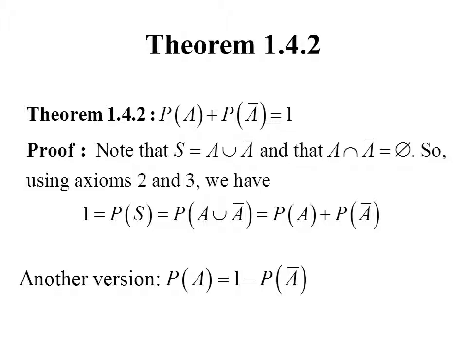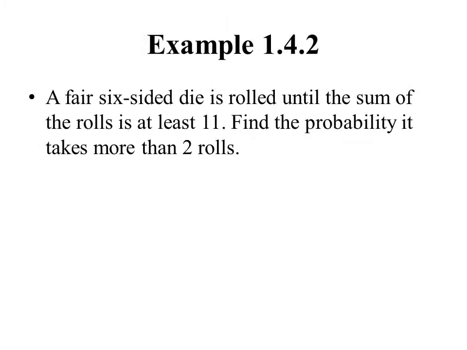Now, another version of this theorem is stated here at the bottom. It says that the probability of an event is equal to 1 minus the probability of its complement. So we've just algebraically rearranged terms in this theorem. This version is useful because sometimes it's much easier to calculate the probability of the complement than it is to calculate the probability of the original event. And that's illustrated here in this next example.